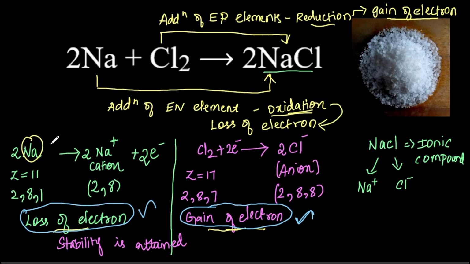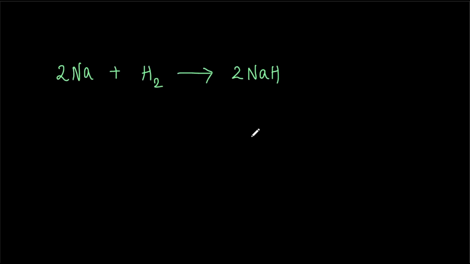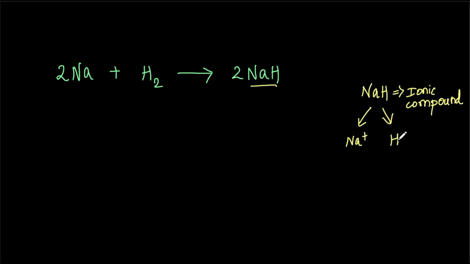So both these processes should take place simultaneously. When an atom loses the electron, the other atom should gain the electron. When an atom is ready to gain the electron, an atom loses its electron. So this is the next definition of oxidation and reduction. Now let us compare this definition with the previous equation. So in this equation, see the product sodium hydride NaH, which is again an ionic compound. So in this ionic compound, you are having the ions Na+ and H-.